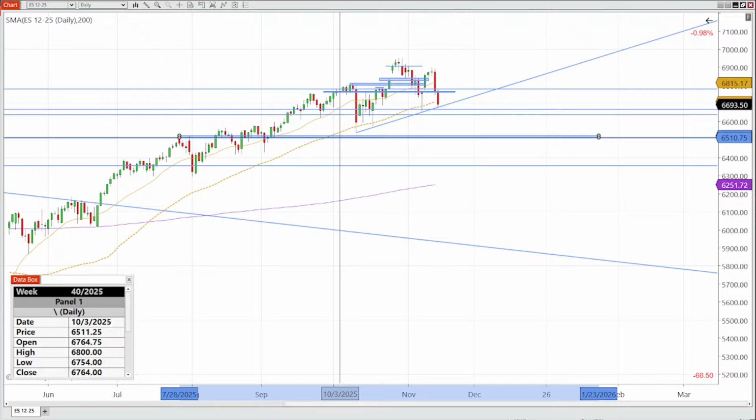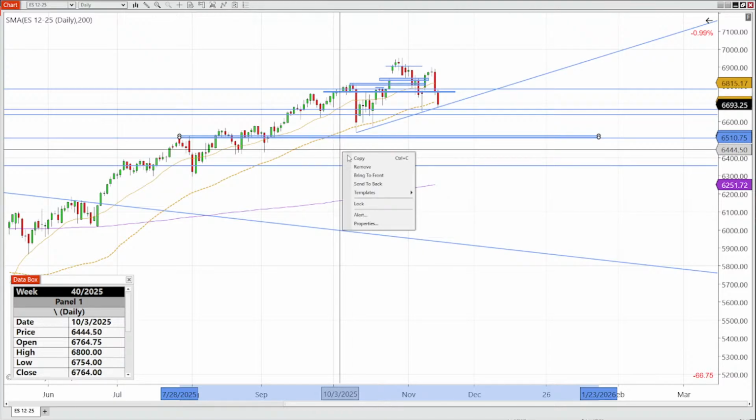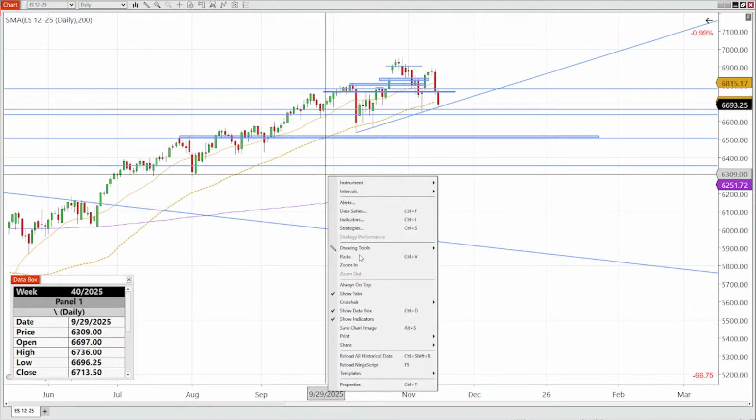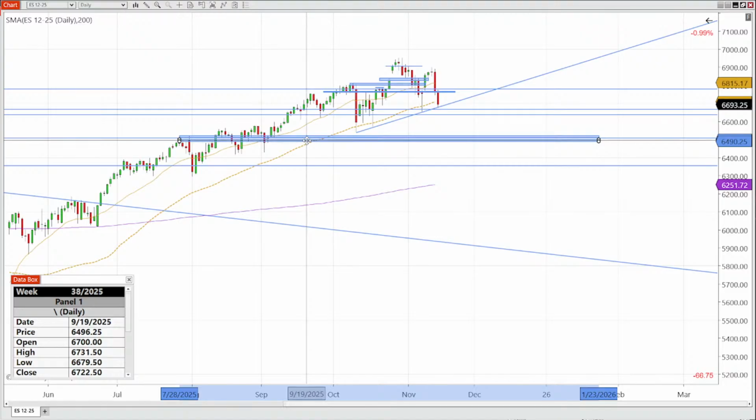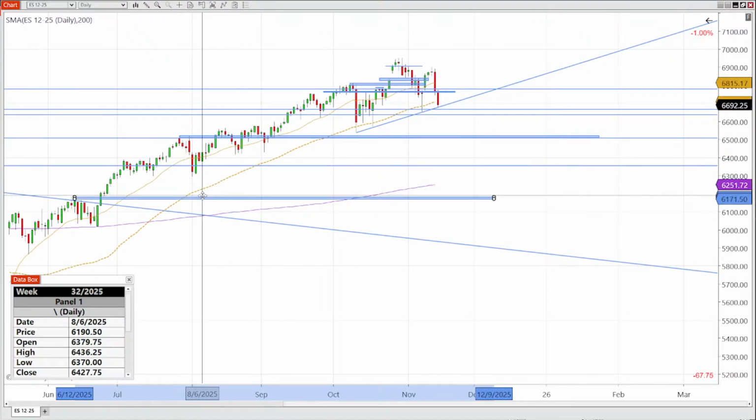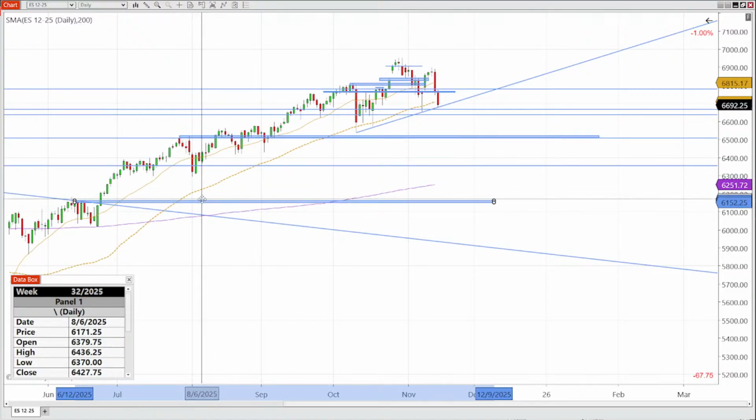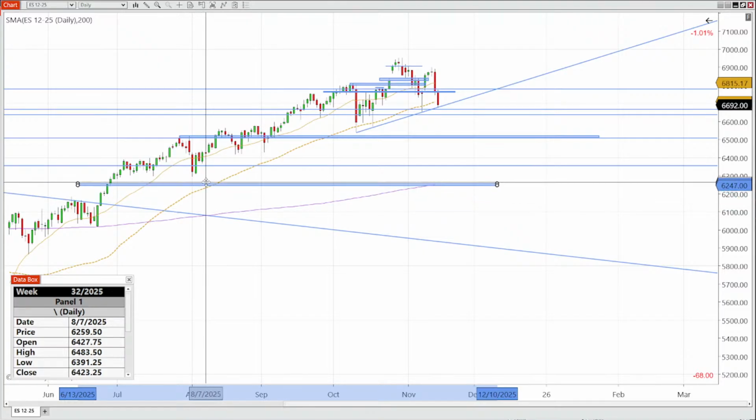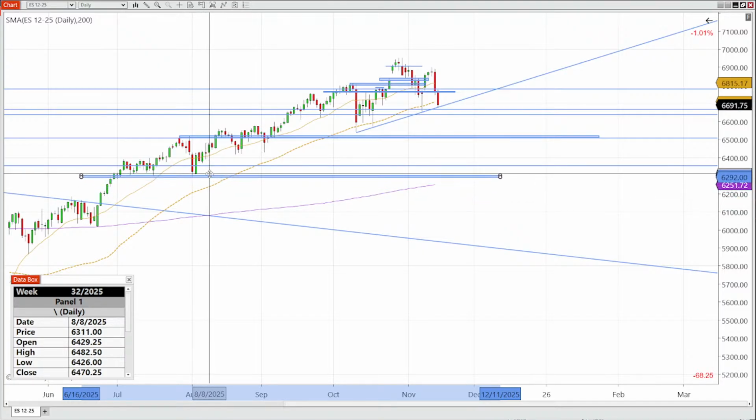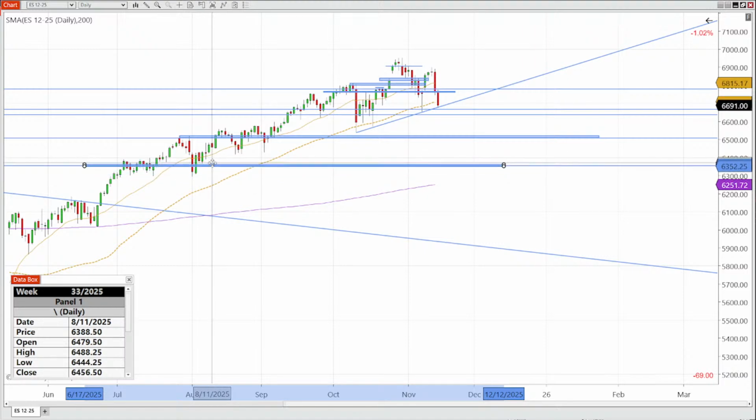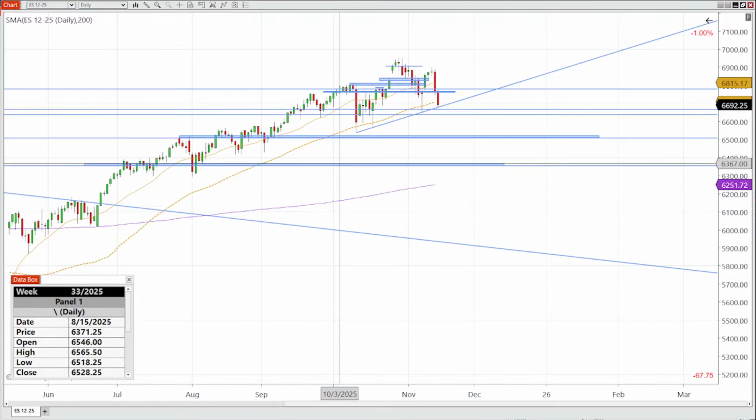So what I'm going to do is just copy instead of drawing all over again. And paste. Boom. Take it and come down here. 6357. Is it 60? Yeah, 6357. Right here.